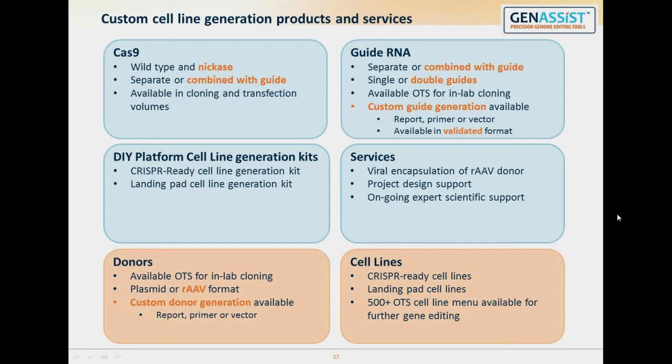As a plasmid, they're available separately, so just the Cas9 in the plasmid, or in combination with a guide. I'll speak about the guides a little bit more in a moment. And they're available in two different volumes. A cloning volume, which is most appropriate when you have to do some sort of modification, such as cloning in a guide, for example, and that's 1 microgram. Or a larger volume, which is 5 micrograms, which is transfection ready. So it's a high enough volume that it's ready to use straight out of the material once we send it to you.